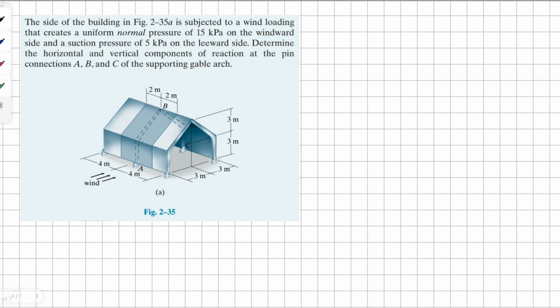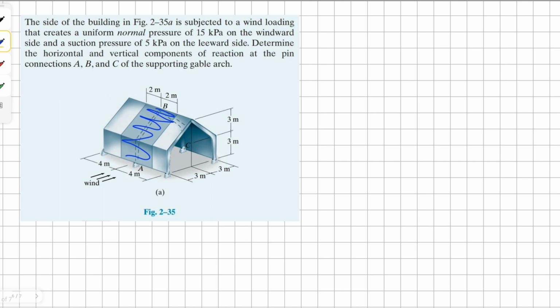Looking at this structure, we can see, using our previous knowledge from the tributary loading lecture, that this is a one-way slab system, and this shaded area here is exerting its load onto the central arch, which is also our focus arch for this problem.